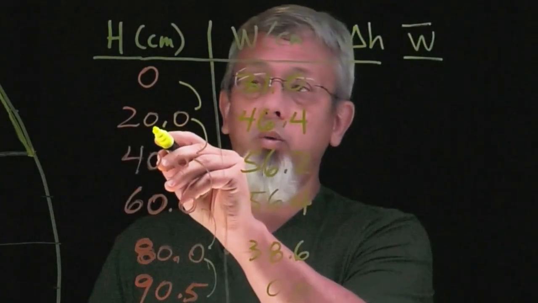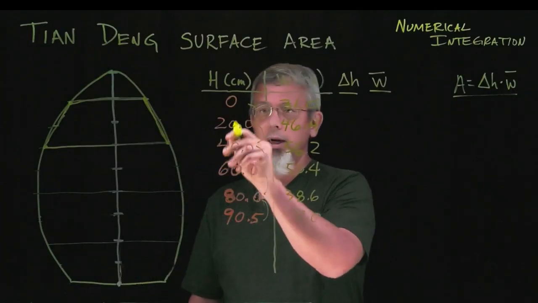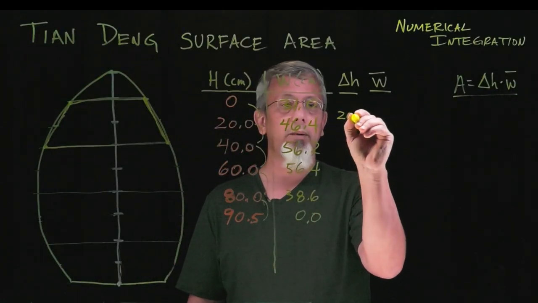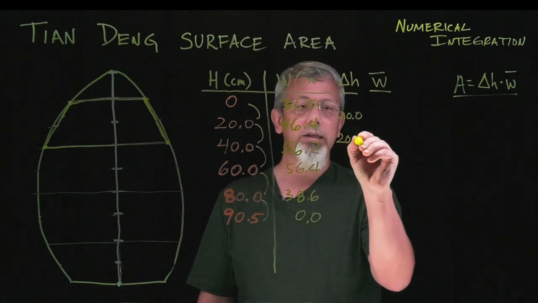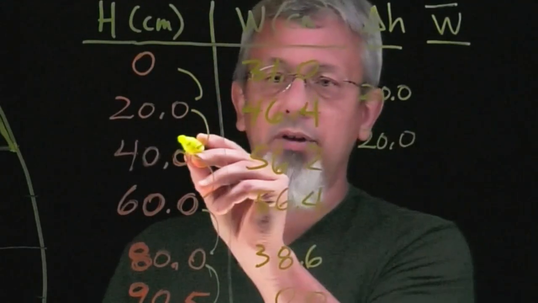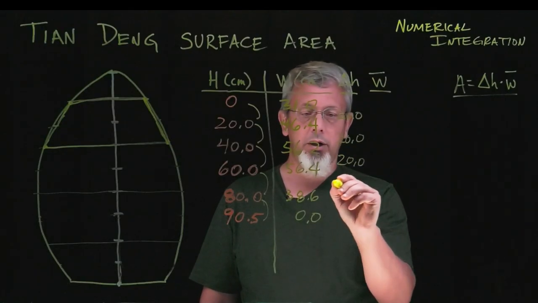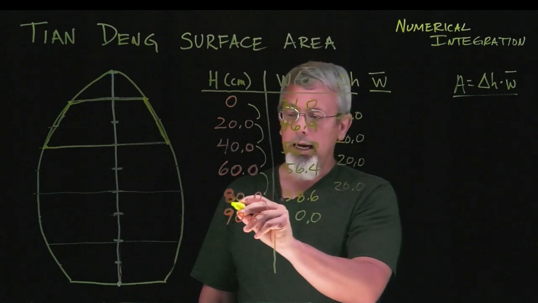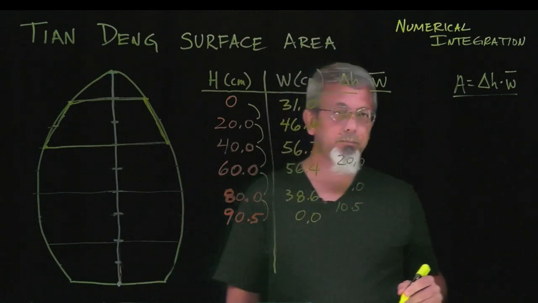So notice I go 20 minus 0. That's the change in height along this first stack. 20 minus 0, so that's 20.0. Similarly, 40 minus 20 is 20.0. And again, notice I'm writing it in the middle of my rows here. Again, 20.0, 20.0, and then my last one is only 10.5.